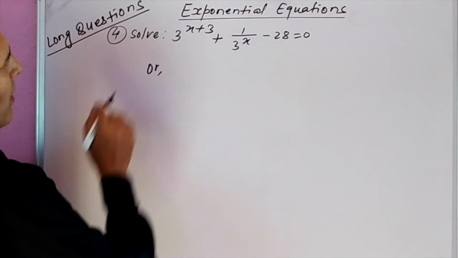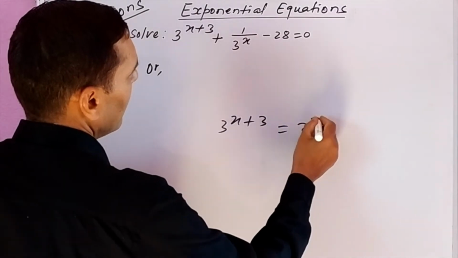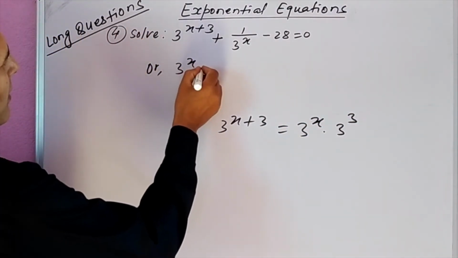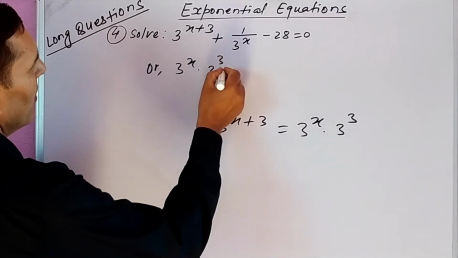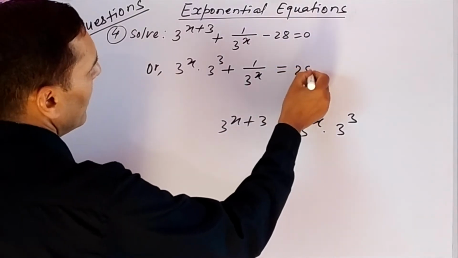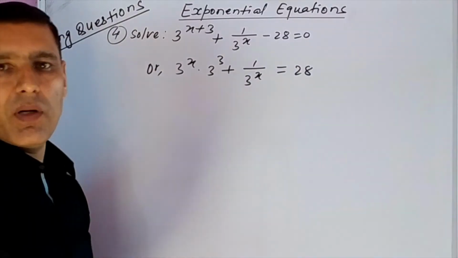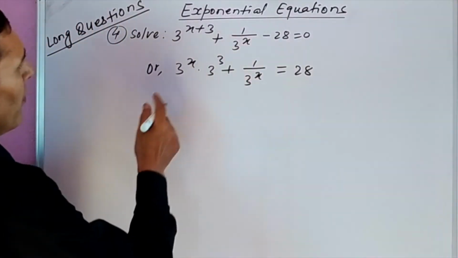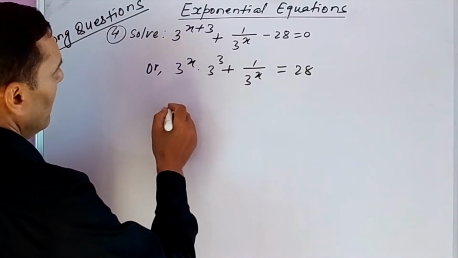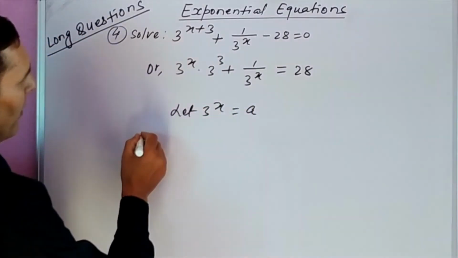So here, 3 to the power x plus 3 can be written as 3 to the power x into 3 to the power 3. So 3 to the power x into 3 to the power 3 plus 1 upon 3 to the power x is equal to 28. This 28 is transferred to the other side. Minus 28 becomes plus 28. Now for this 3 to the power x, we are supposing a. Let 3 to the power x be equal to a.